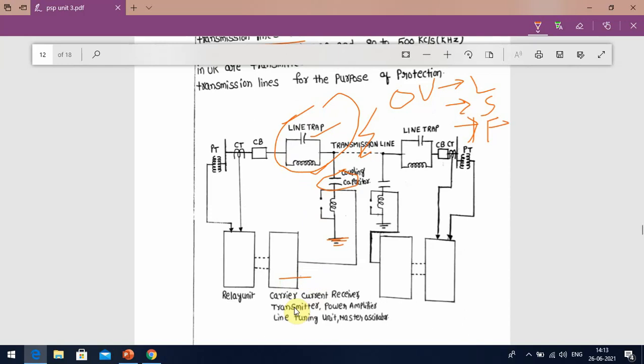So the frequencies between 50 to 500 kilohertz are employed in different frequency bands, and each band has a certain bandwidth, that is 50 to 300 kilohertz and 90 to 115 kilohertz. Okay, so carrier frequencies are generated in this transmitter. The carrier frequencies are generated in the oscillator.